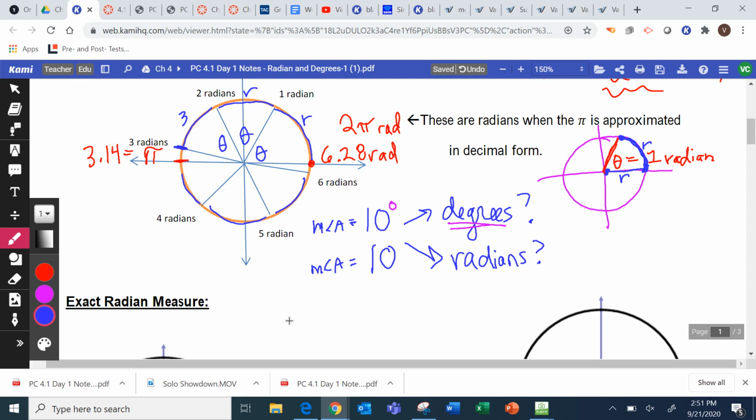Just because there is a pi in there does not make it radians. So I could have degrees that are 3 pi degrees. That's 3 times 3.14 as degrees. That could happen as well, and that would be degrees. Just because there's a pi in it doesn't automatically make it radians.